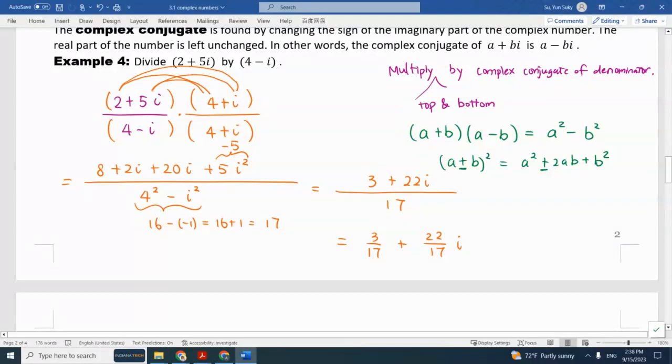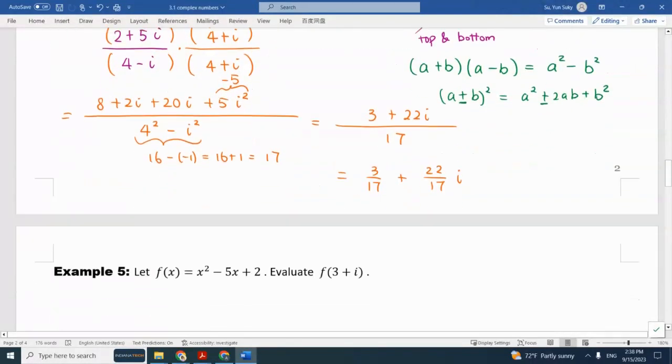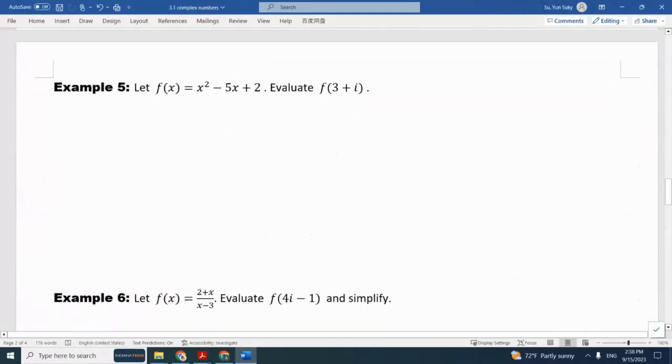Good. Let's keep going. Example 5. Now we have functions on complex numbers. It's not functions on real numbers only. We plug in x equals 3 plus i. That means whenever you see x, replace x by 3 plus i. Okay, everybody?